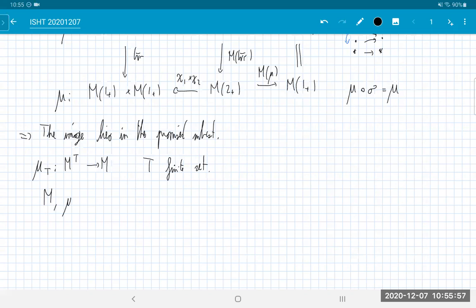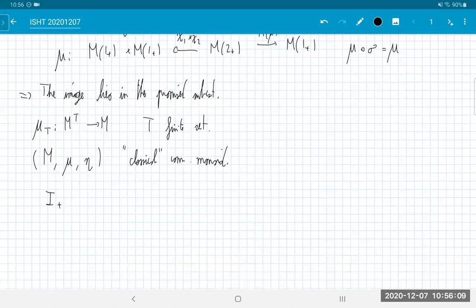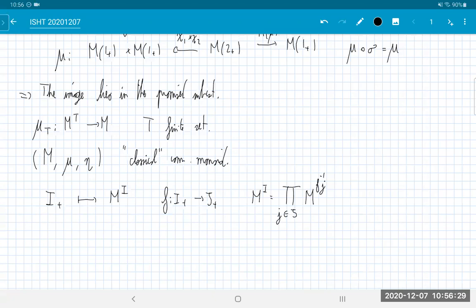Now, if I have this M, mu, eta, a classical commutative monoid, I can get such an object just by sending I plus to M to the I, and a map F from I plus to J plus to the following. So M to the I I can write as the product for all j in J of M to the preimage of j, times actually M to the preimage of the base point, which I'm going to happily ignore. And then this is going to be sent to the product for j in J of M to the j, which is M to the J. And this is just the product of this multiplication for F to the j.